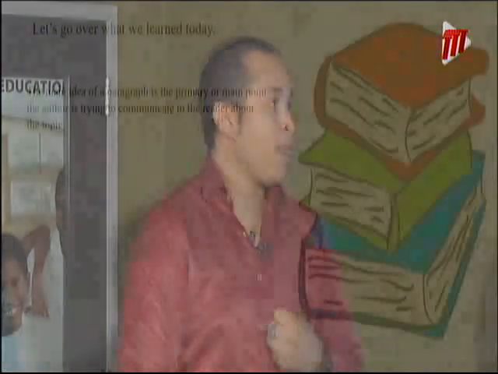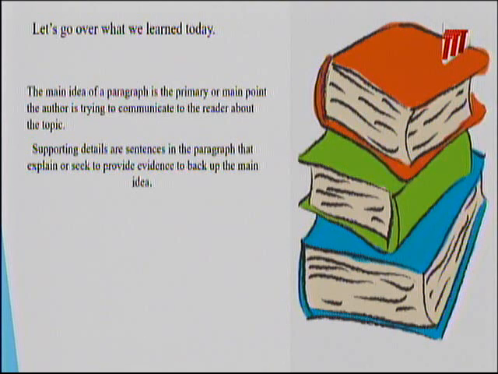Good? Supporting details are sentences in the paragraph that explain or seek to provide evidence to back up the main idea. So you have your main idea based upon your topic, and now what you have to do is to provide evidence to the reader as to why your stance is correct, why you have chosen to write about this particular thing.